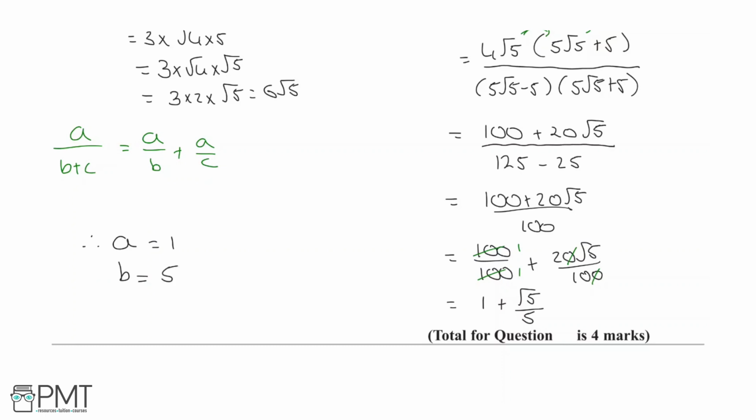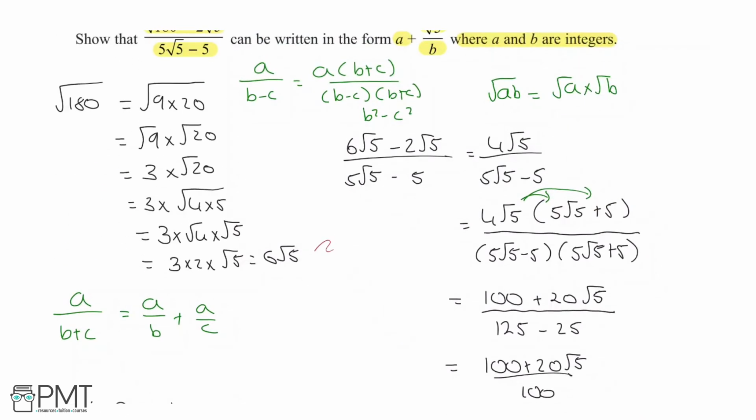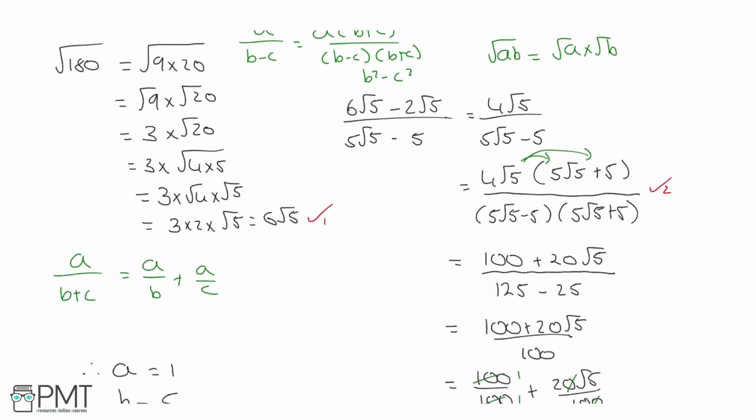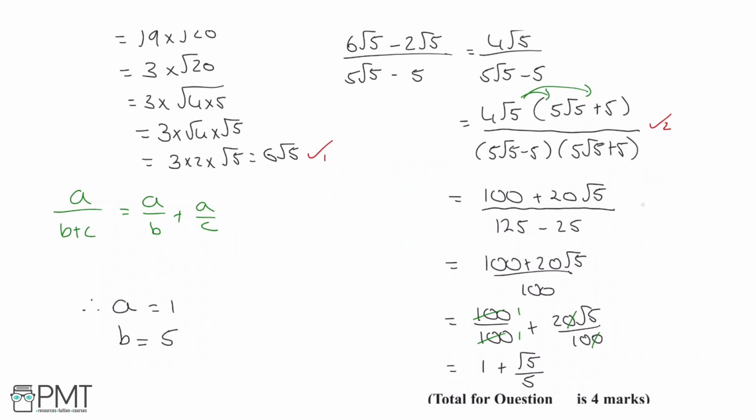Now, this question is worth 4 marks. The first mark comes from writing the square root of 180 as 6 root 5. The second mark comes from rationalizing the denominator as we have here. The third mark comes from expanding to get to here. And the fourth and final mark comes from getting the correct final answer.